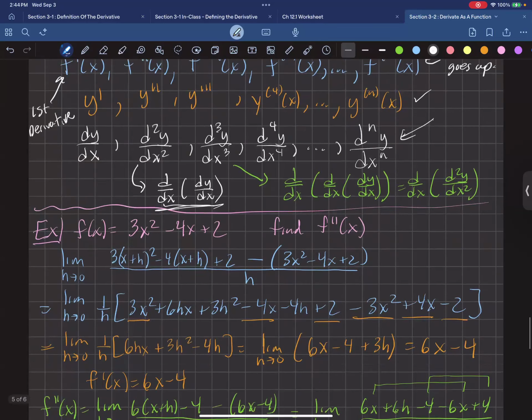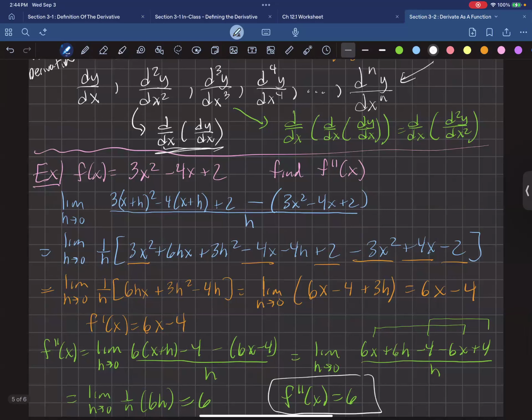So let's give you an example. We have f of x equals 3x squared minus 4x plus 2. We want to find the second derivative. Here we're finding the first derivative. All of this right here is finding the first derivative. We use the limit definition, go through and find it, and we get 6x minus 4. You'll see that when you go through and do it yourself.